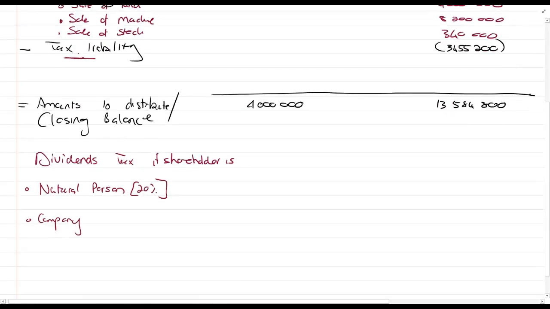13,584,800. What is the dividends tax? If the shareholder is a natural person, it's at 20%, so 2,716,960. And if it's a company, that's nothing.